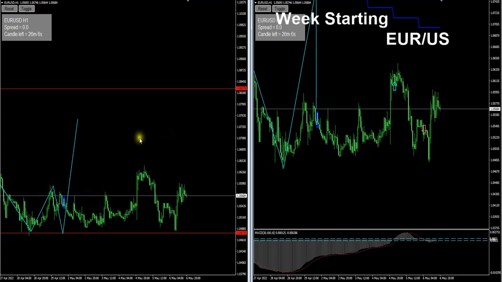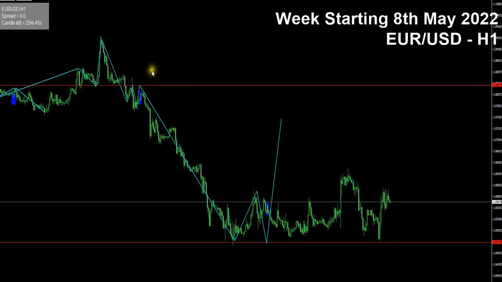Price action trader, or you like to trade Forex with indicators. Either way, today I've got you covered. So let's look at price action. We're on the Euro USD as always.